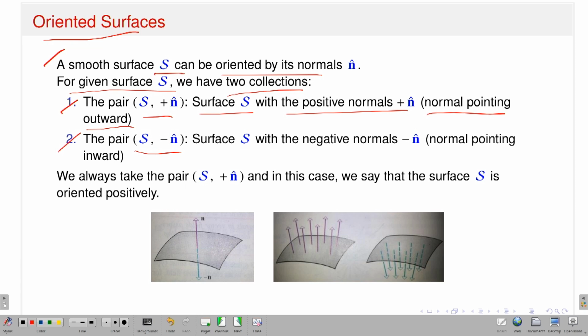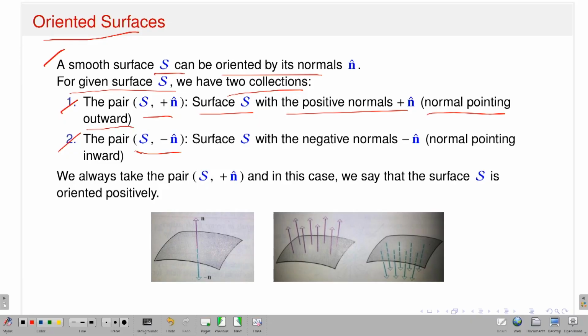Minus means you can easily guess. If plus n cap is pointing outward, then minus n cap means pointing downward. So if I have a pair with surface S with minus n cap, then this is surface S with negative normals, pointing downward, or inward, whatever it is. If I have these two pairs, then S comma plus n cap is an orientation where the normal is pointing upward, and if I take a pair with a smooth surface along with minus n cap, I am talking about my surface with orientation, or normal, pointing inward.